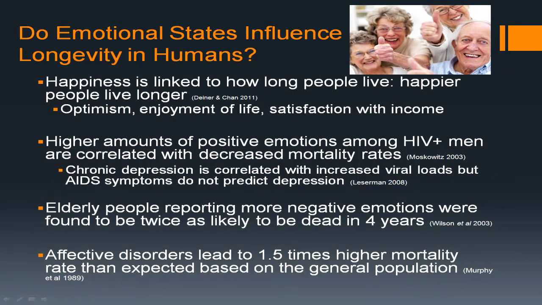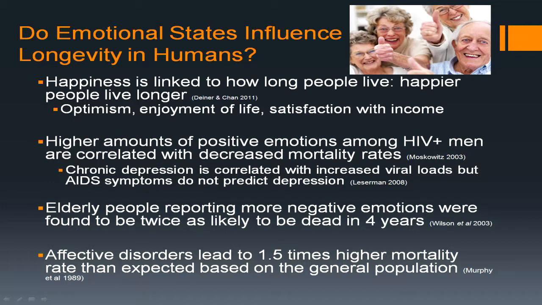Again, like everyone before me, we want to look at humans first, in order to do this critical anthropomorphism, because the benefit is that we can get self-report from humans. We can ask them, and look for evidence that emotional states are actually influencing longevity in humans. It turns out that there's a lot of evidence suggesting that this is true, for both positive and negative states. We know that happiness is linked to how long people live, and happier people live longer. This is based on their ratings of things like their optimism, their enjoyment of life, satisfaction with income, satisfaction with their relationships, and factors such as that.